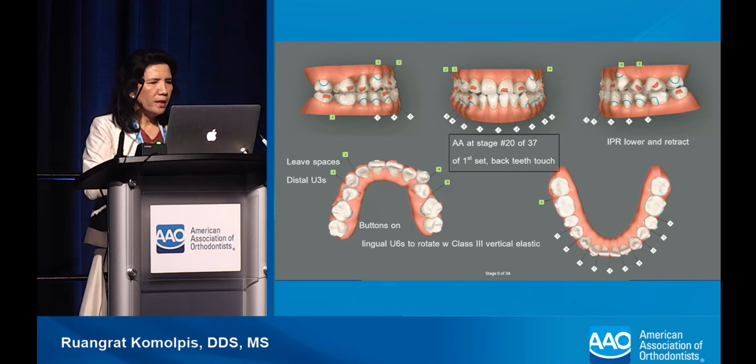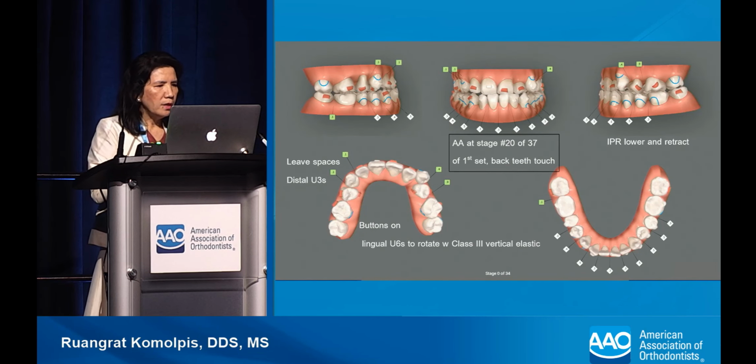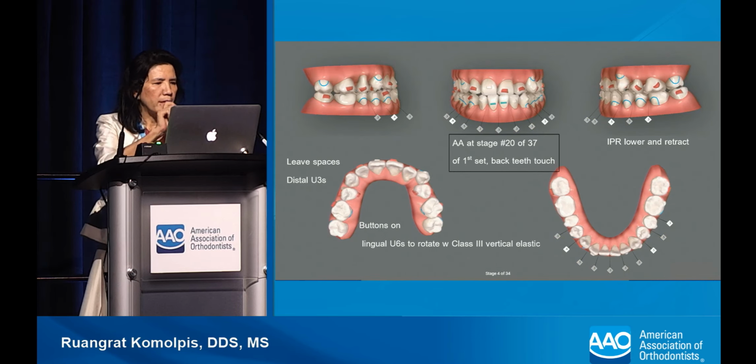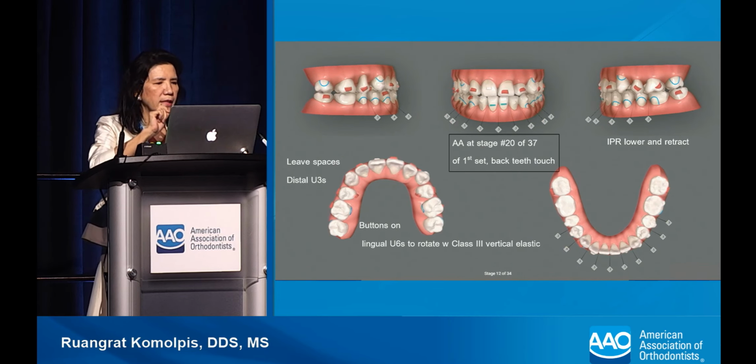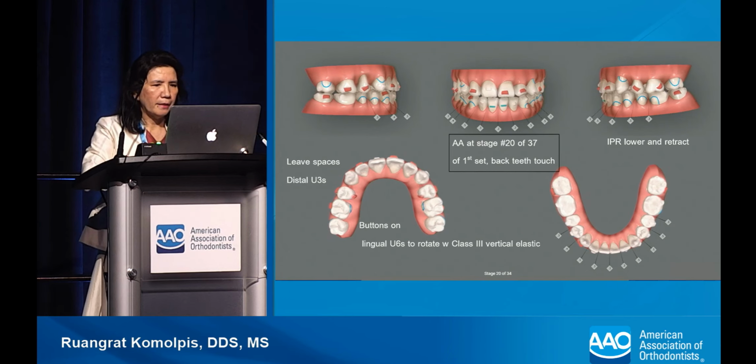So we did a refinement. I'm still leaving the space distal to the upper canines. Now we move the buttons from the upper 6s from labial to the lingual, because you can see that the point of force application on the lingual of the upper 6s will help us rotate the 6s and can also help with the class 3 elastic.